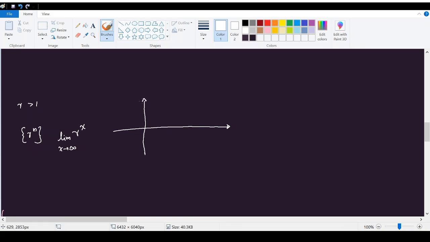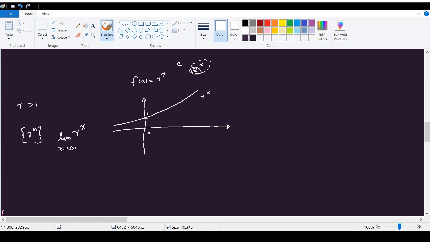If r is greater than 1, the graph of these types of functions, which are called exponential functions, is familiar. Here this r need not be e all the time. You might be familiar with the graph of e to the power x, but the base can be any number greater than 1, and the curve will have exactly the same shape, though the values will be different, with the same intersection.